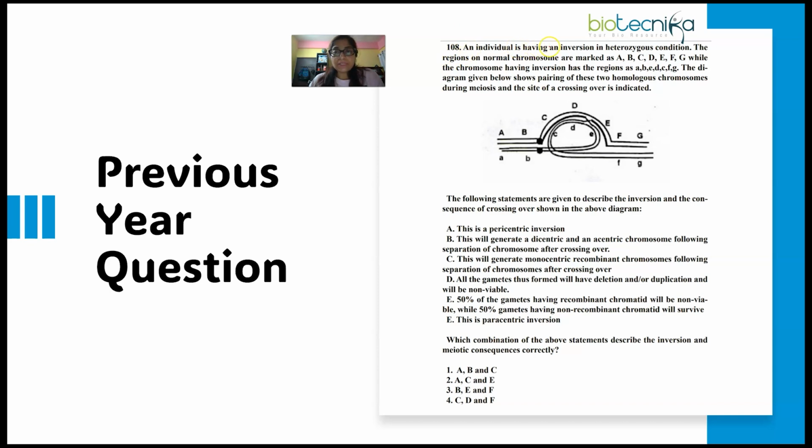An individual is having an inversion in heterozygous condition. The regions on the normal chromosome are marked as capital A, B, C, D, E, F, G, while the chromosome having inversion has the regions small a, B, C, D, E, F, G. The diagram given below shows pairing of these two homologous chromosomes during meiosis, and the site of crossing over is indicated. So this X is the site of crossing over.